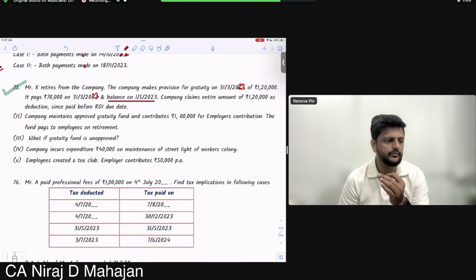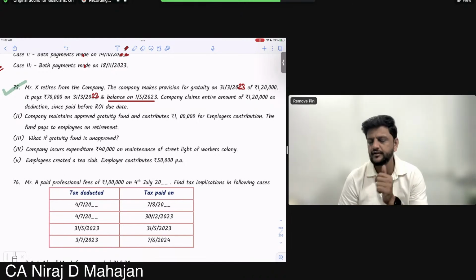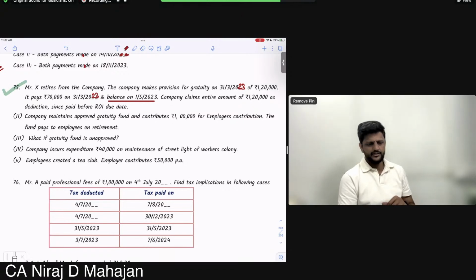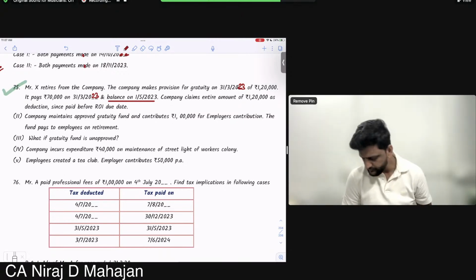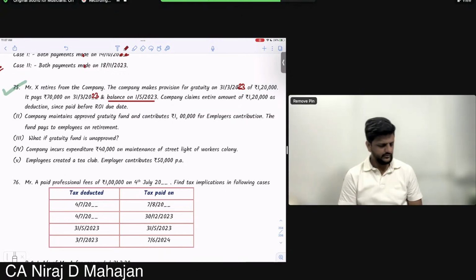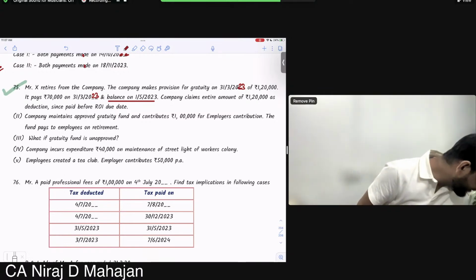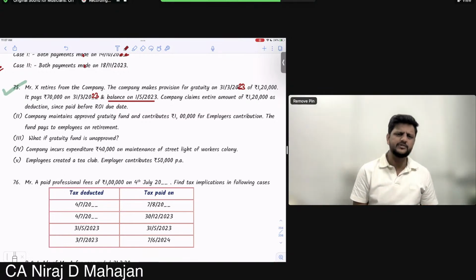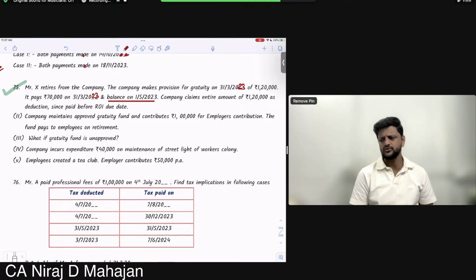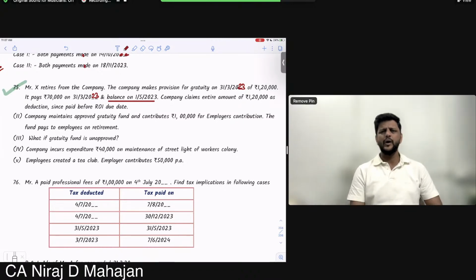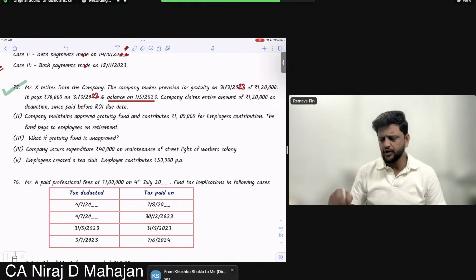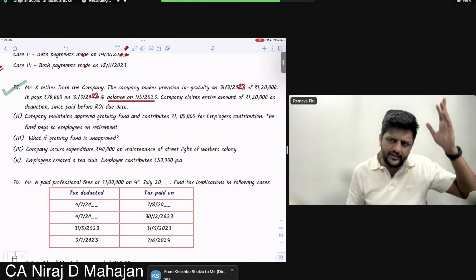See, gratuity fund means what, bacho? Regularly every year I'll put some money in the gratuity fund. Why? As a provision. As a provision means what? See, you had done this concept of sinking fund or not? Tell me, sinking fund in CA Foundation Maths also. Sinking fund. Why do that? Or you do that contribution to the pension fund. Why? Because you want money in future.